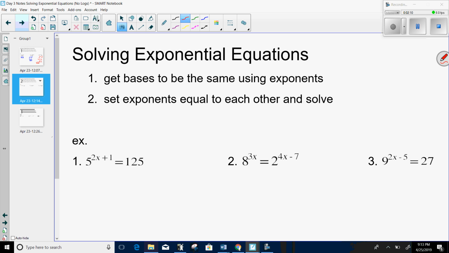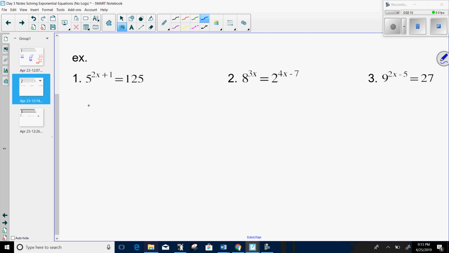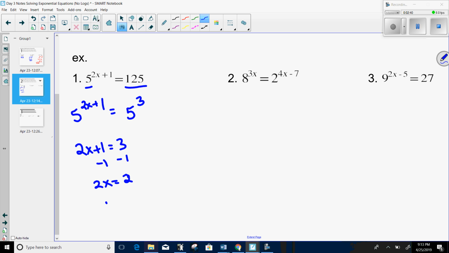So notice I have a couple equations that are very similar, but notice I have a base of 5 and a base of 125. I can't really do anything with 5, but I can rewrite 125 using exponents. I would make that 5 raised to the 3rd power. And if you don't know, just do trial and error. Okay? Bases are the same. That means 2x plus 1 has to equal 3. Subtract 1 from both sides. 2x equals 2. Divide, x equals 1. There's my final answer. Okay?